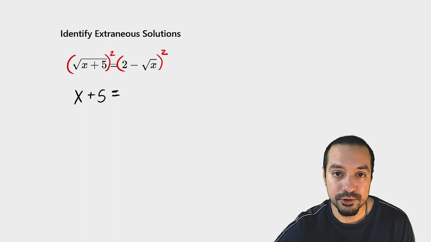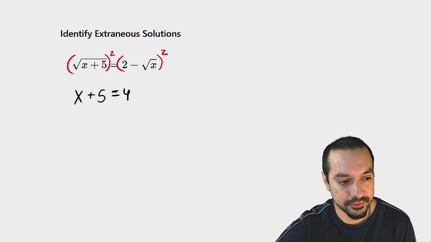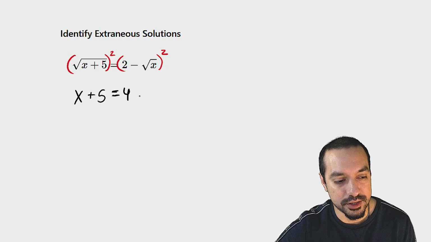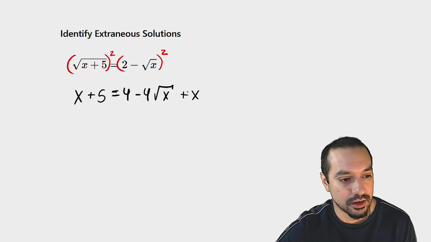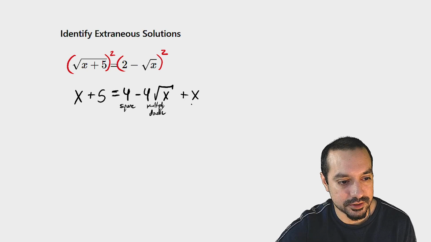There's a really helpful mnemonic that I know for that. It's called square, multiply, and double square. So you square the first term. You multiply the two terms together and double the result. And then you square the last term. So that's square, multiply, double, and then square. And that's based on the terms inside of the binomial.